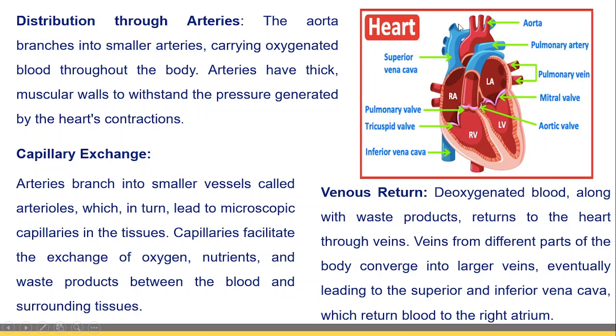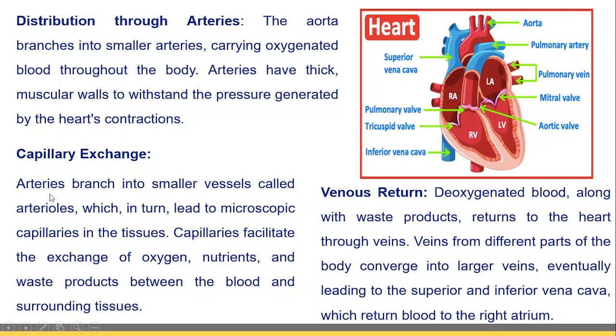So this is another view of the heart. Here the superior vena cava, and blood enters the heart. There is the right atrium and left atrium. There are two valves here, and here two valves. So this is the entire structure of the heart.